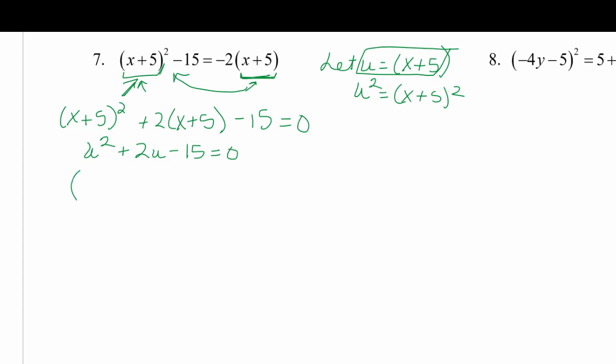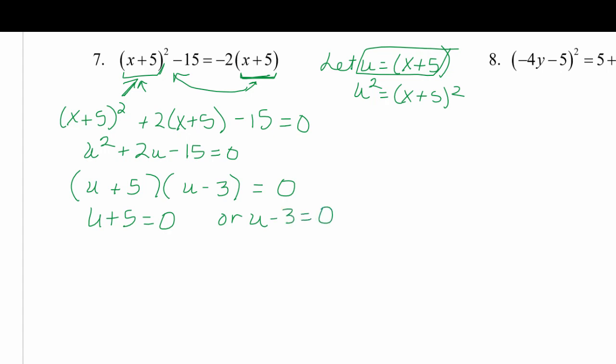And again, to solve this quadratic, we can factor that. So that's going to be u plus 5, u minus 3. Now we're going to solve for u by setting these two binomials to 0 using the 0 factor property, and then solving for u. So u equals negative 5 or u equals 3. But remember, our original problem was in x. So we are not done.